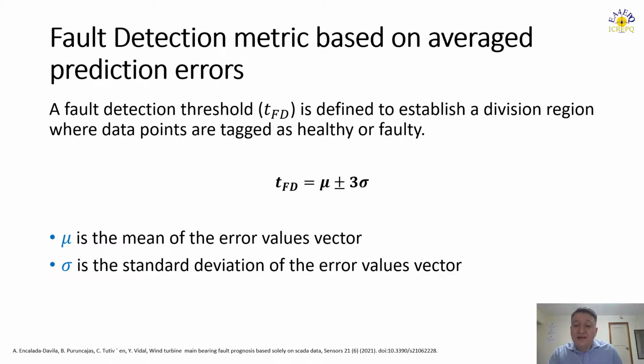Now, in order to detect the faults over the healthy region, we propose a metric based on the statistics of the training errors. For example, we take the mean and add 3 times the standard deviation, so we set a threshold which clearly defines 2 regions where a sample can fall: a healthy case and a faulty case.